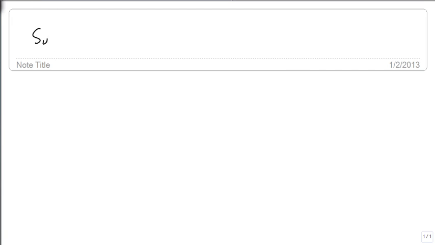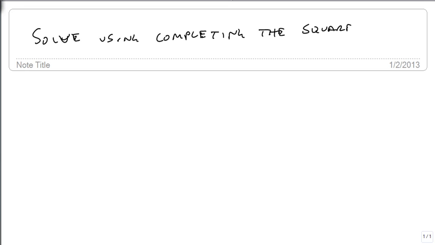We are going to solve equations using completing the square. Sometimes we have a quadratic that looks a little funny or isn't factorable. We usually would set this equal to 0 and try to factor it, but that's not going to work anymore. So what we're going to do instead is move the constant over to the other side.